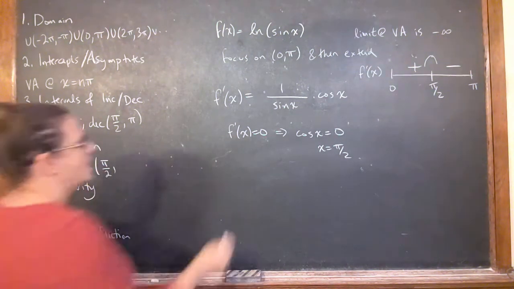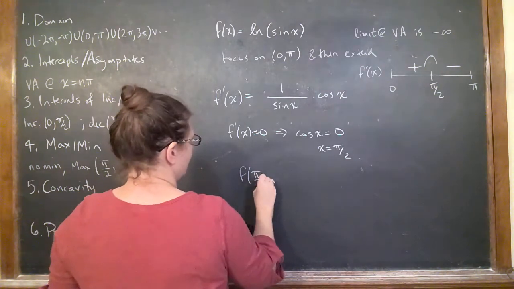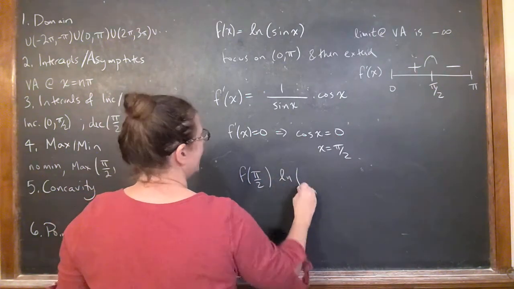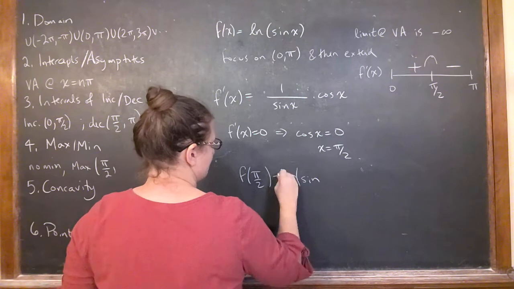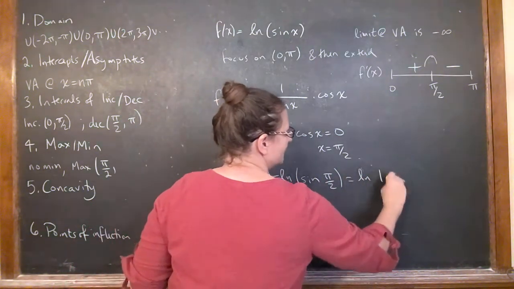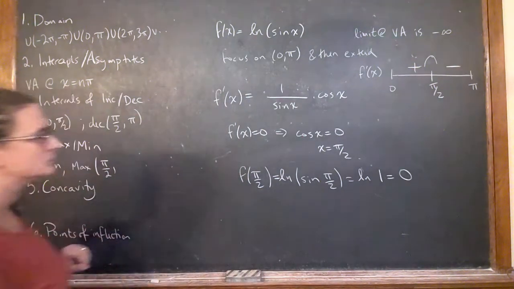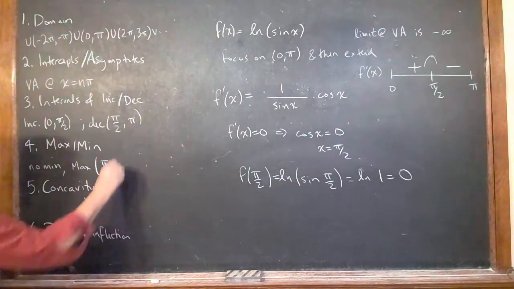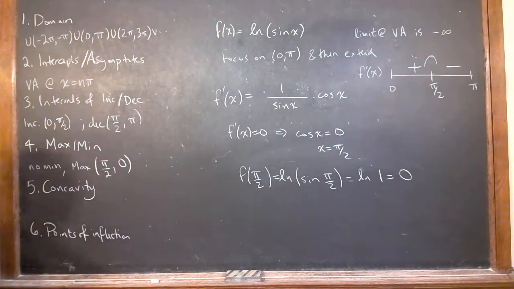Let's put it in. F of pi over 2 is natural log of sine of pi over 2. That's natural log of 1. That's 0. Okay? So that's the maximum. Okay? Now, concavity.